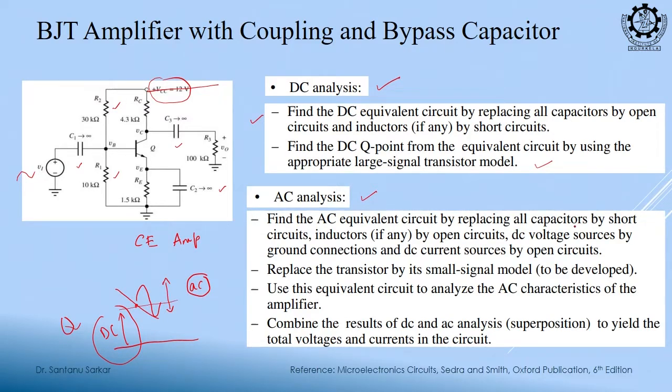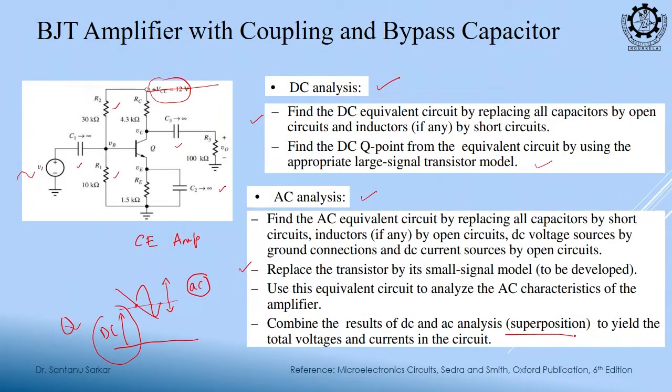So, what are the steps? Find the AC equivalent circuit. While finding the AC equivalent circuit, the capacitor should behave like a short circuit, and if there is any DC voltage source, make it equal to 0 or short it to the ground connections. And if there is any DC current source, we open it. We will replace the transistor by its small signal AC model, that two port network, and we will draw that small signal model. Finally, if we use superposition, we can get the total AC plus DC current. So, let us see the steps.